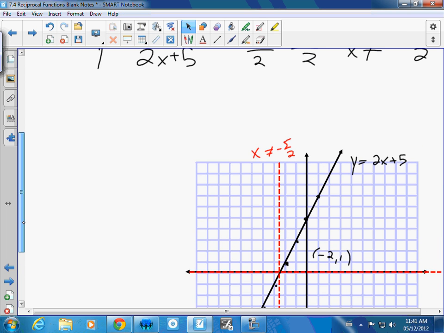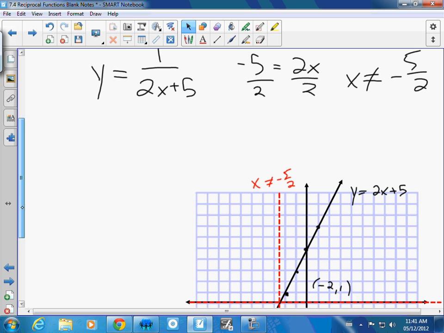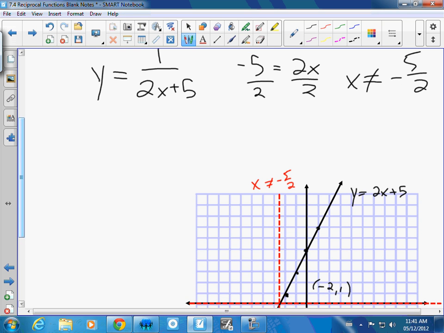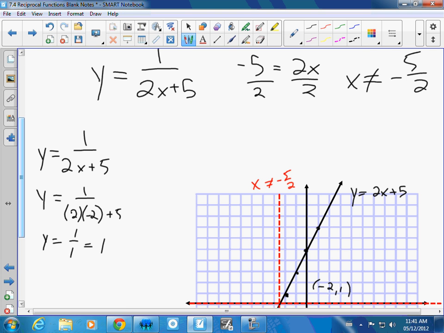Let's find out. Let's try. So this is the reciprocal. There it is. y equals 1 over 2x plus 5. What are we replacing the x with? Negative 2. So 1 over 2 times negative 2 plus 5. 2 times negative 2 is negative 4, plus 5 is 1. So it's y equals 1 over 1, which is 1. So is that the exact same point for either one?